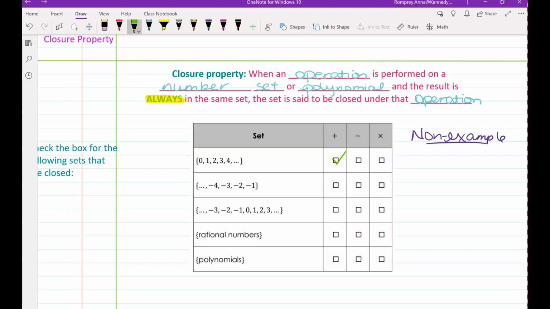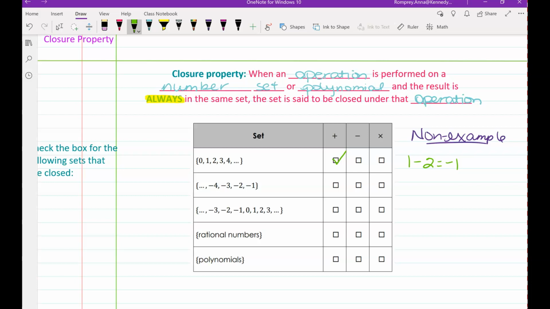Okay, well, let's go. 4 minus 3 is 1. Yeah, that works. 2 minus 1 is 1. Yep, that works. Okay, so let's try reverse. How about 1 minus 2? 1 minus 2, negative 1. So now I have moved out of whole numbers and I have stepped into integers. So no, that will not work. All right, so that is not closed under subtraction.